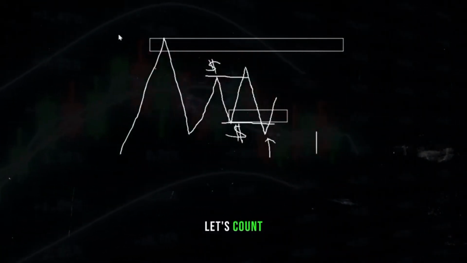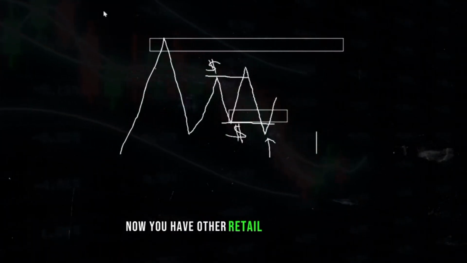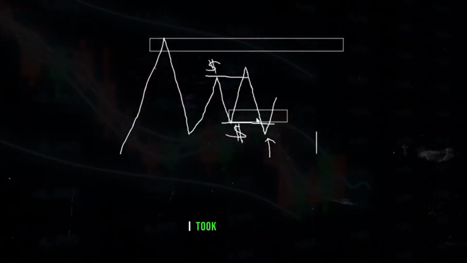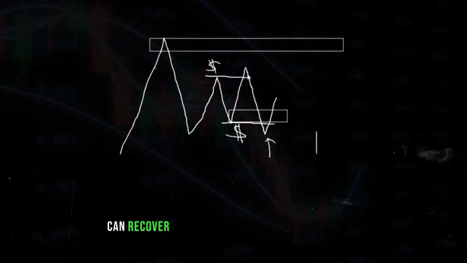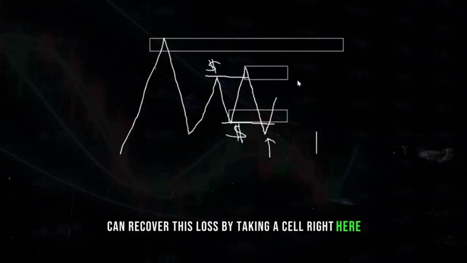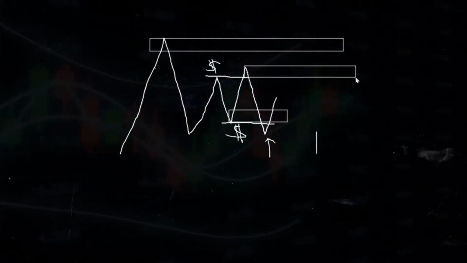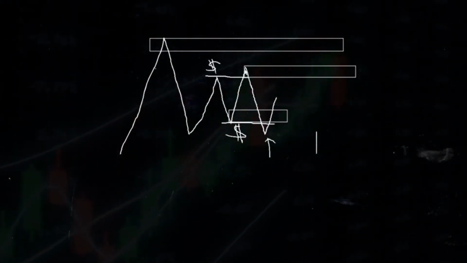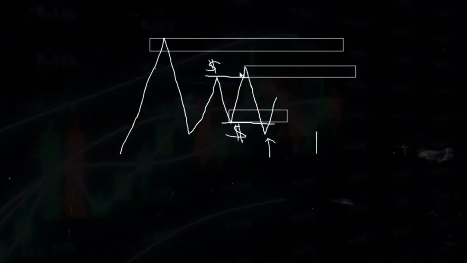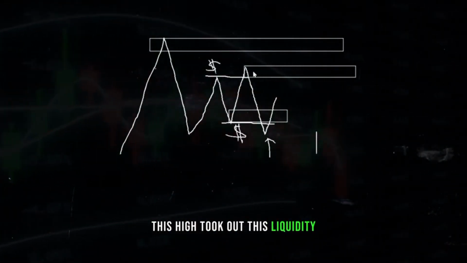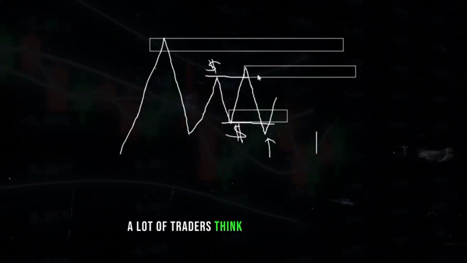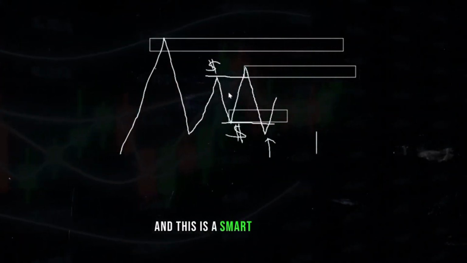So let's count. Now you have other retail traders saying, okay, I took a loss here, but maybe I can recover this loss by taking a sell right here, which would be your purge. Why is it the purge? Because it's a stop hunt. This high took out this liquidity. So a lot of traders think this is a stop hunt, and this is a smart money trap.